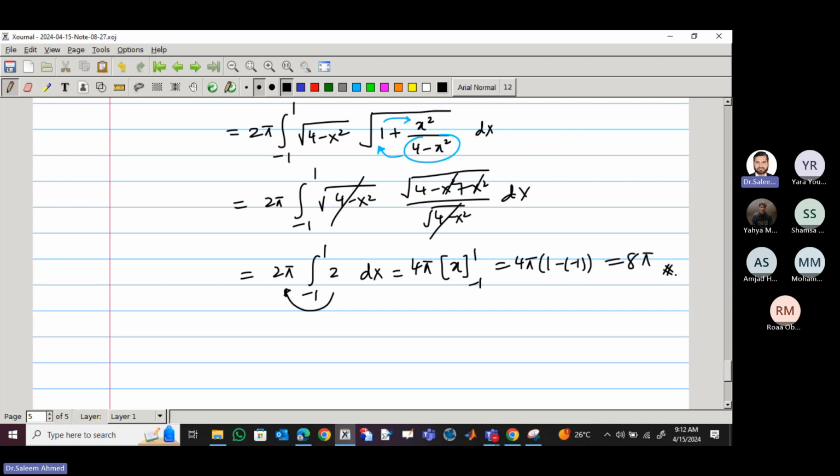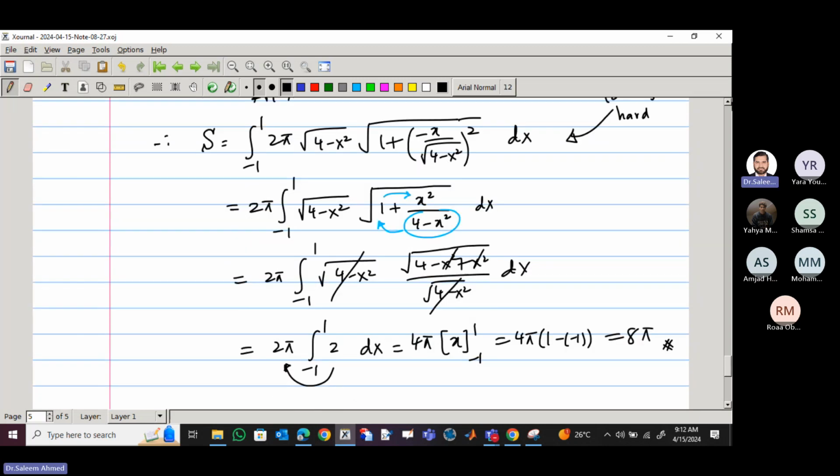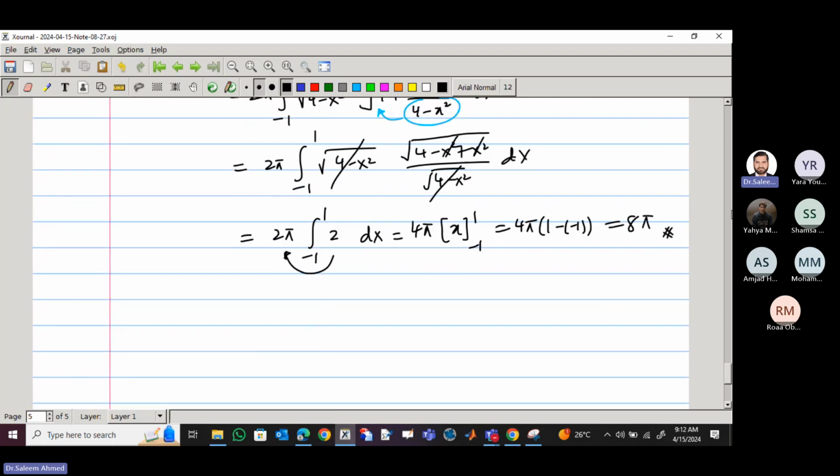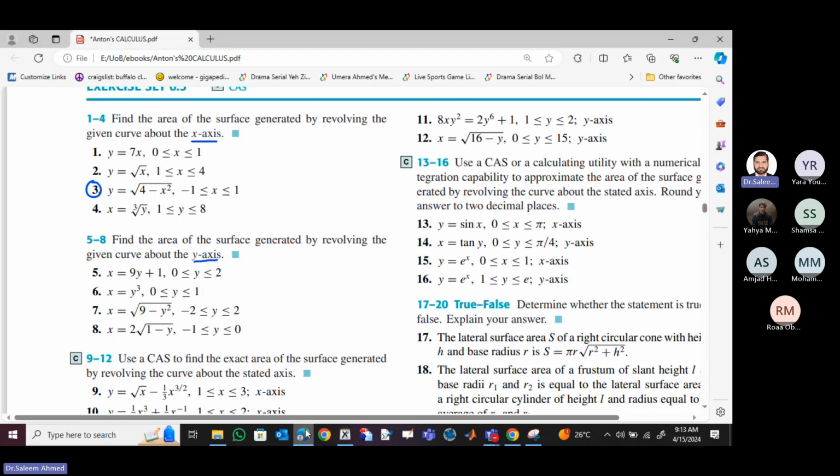So see, it was looking very bad at the beginning. At this step, it was looking hard, right? But after simplification, when I did not integrate, I simplified the inside and I end up getting just a constant. Very easy. So maybe it looks hard at the beginning, but after simplification, it becomes very simple. So let's see what is the answer.